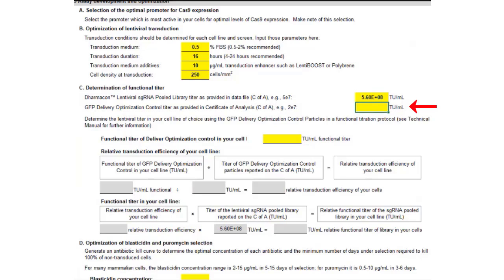You can use the GFP delivery controls to determine the functional titer in your cells. The titer of the EDIT-R all-in-one GFP delivery controls is reported on the certificate of analysis and was measured in HEK293T cells, which should be around 5.0 times 10 to the 7th transducing units per mL. It is important that you determine the functional titer in your cell line of interest experimentally because it will be different than that on the CofA. For now, we can use an estimated functional titer of 2.1 times 10 to the 7th transducing units per milliliter.